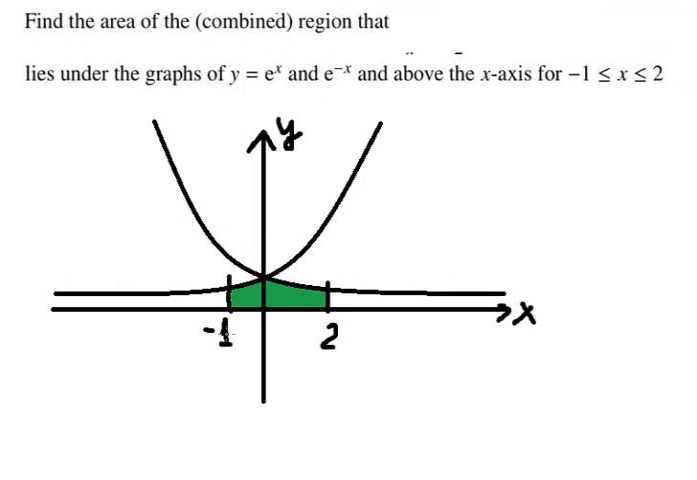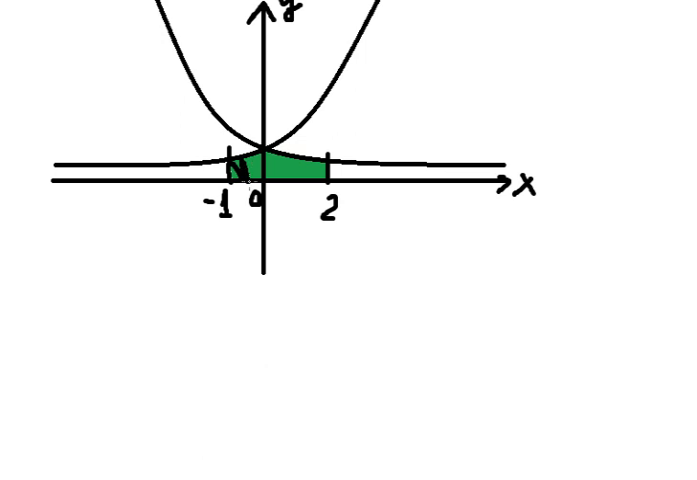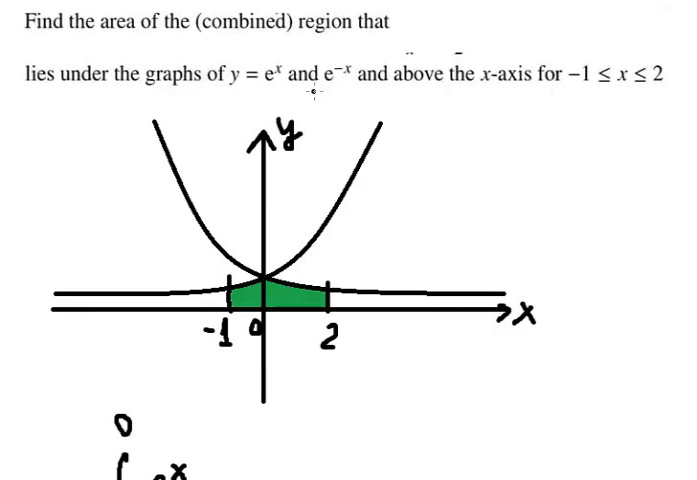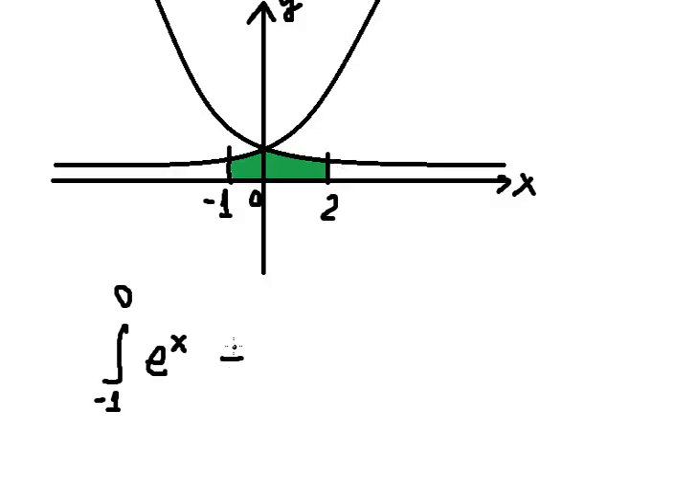So from negative 1 to 0, this curve is e to the power of x. So we want to find this area in here. So we have the integration from negative 1 to 0 of e to the power of x. This one from 0 to 2, that is about this one, and this is e to the power of negative x.